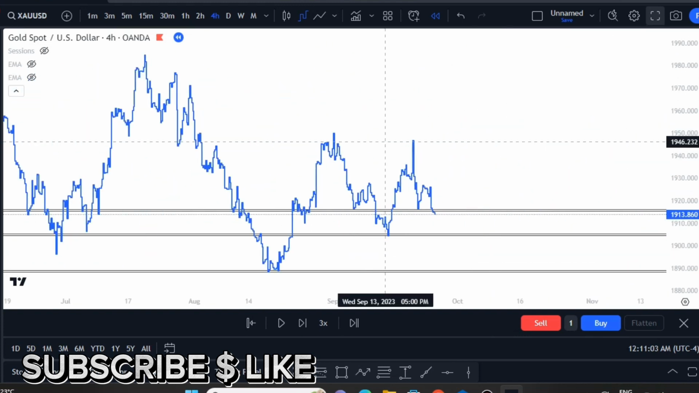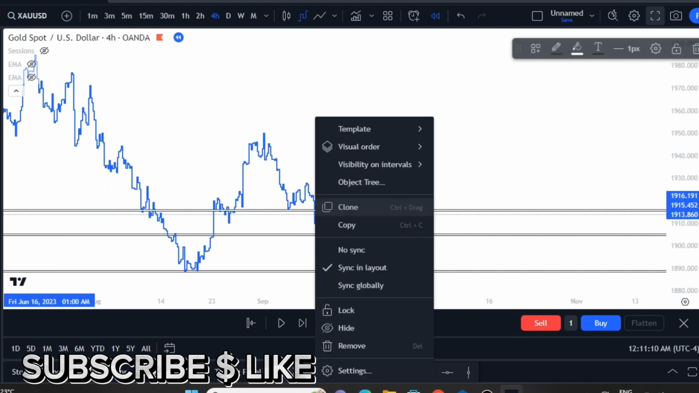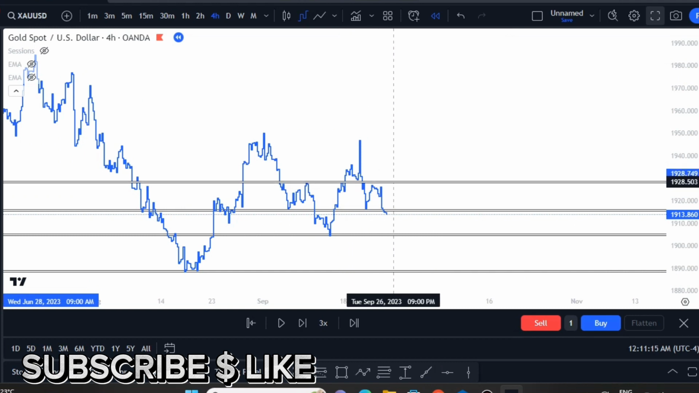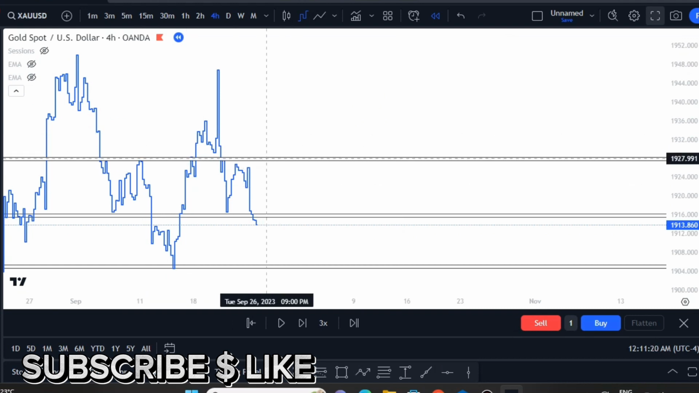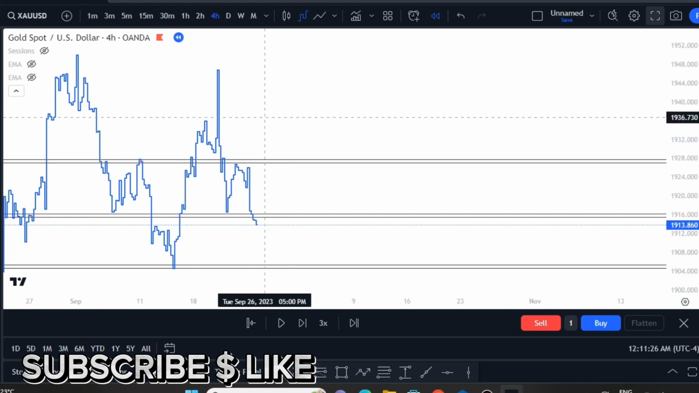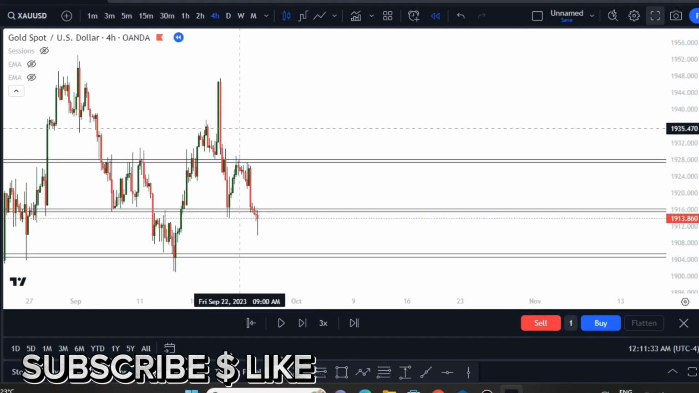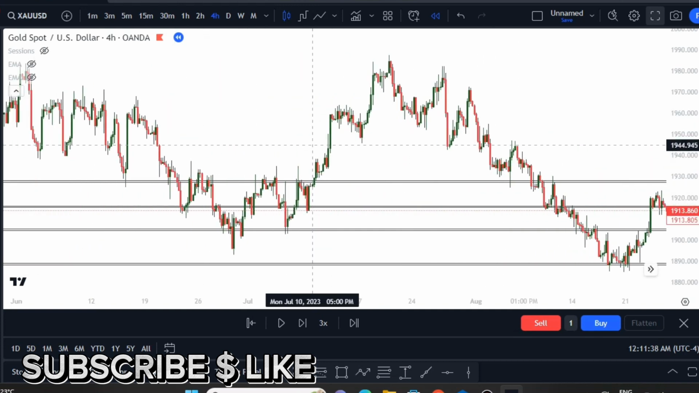Here again, we are interested in anything from here to down here. So let's clone this one and make one more zone. This is another area for me here. You can see price reacted to these areas. I'm trying to place it well, because this is money we are talking about. You don't want your zones to look useless on the chart. You want price to be respecting your zones.